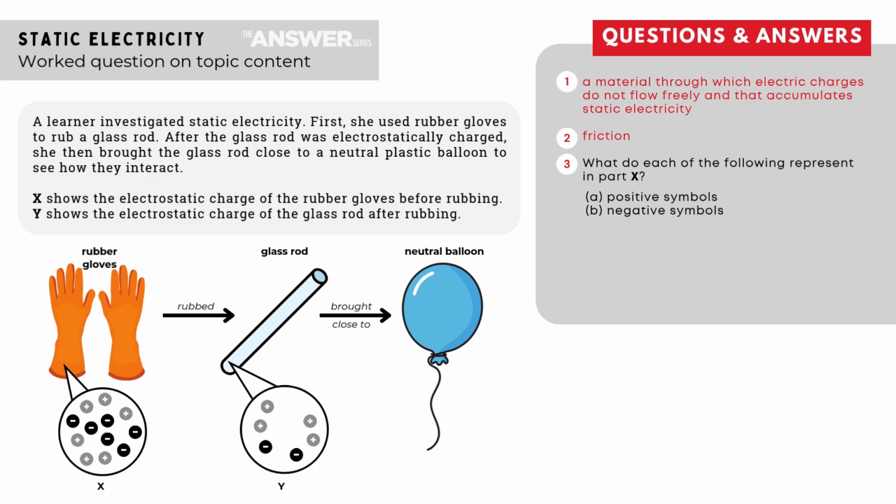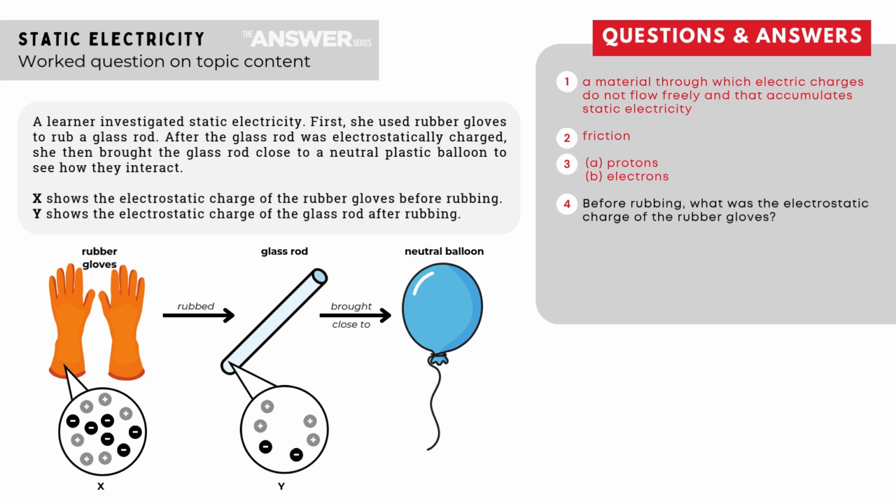Question 3. What does the following represent in part X? The positive and negative symbols. So X is showing us a simplified version of the electrical charge of the atoms on the surface of the rubber gloves. The positive and negative signs therefore represent components of an atom that have those electrical charges. Remembering the structure of an atom, you'll recall that the positive charges are called protons and the negative charges are called electrons.